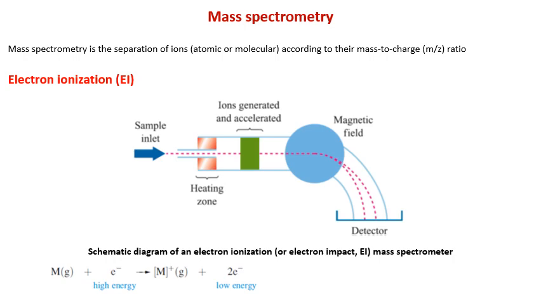Now, after the positive ion is produced, it is passed through a magnetic field. You can see that it is passed through a magnetic field where their paths are deflected. The amount of deflection depends on the mass of the ion. The larger the m/z value, the larger the radius of the path the ion follows.